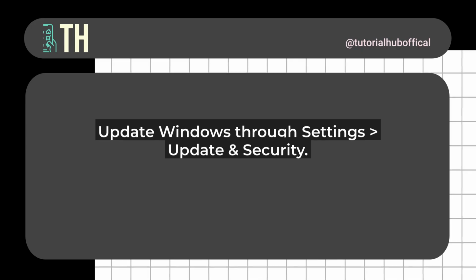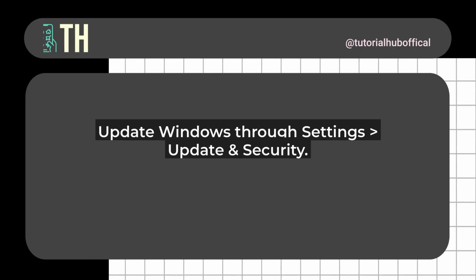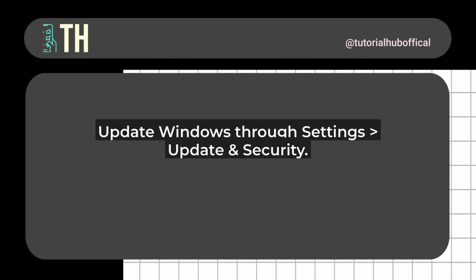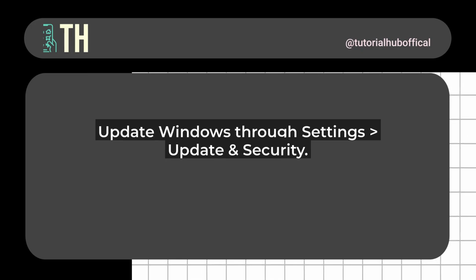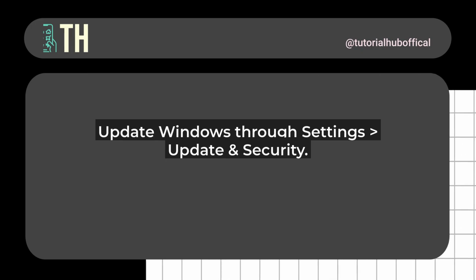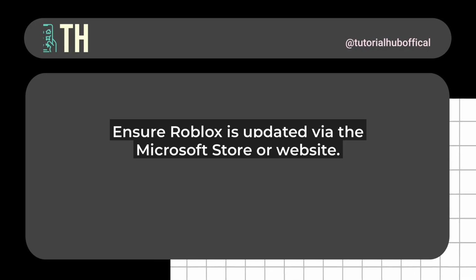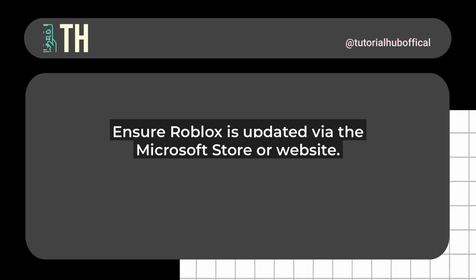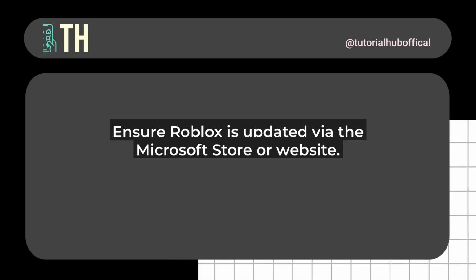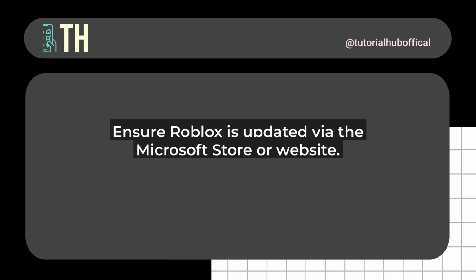Next, head to your Windows settings and check for any updates. Go to Settings, Update and Security, Windows Update, and install any pending updates. Roblox might need the latest system patches to run smoothly. While you're there, ensure Roblox itself is up to date. Open the Microsoft Store or the Roblox website, and look for an update button.